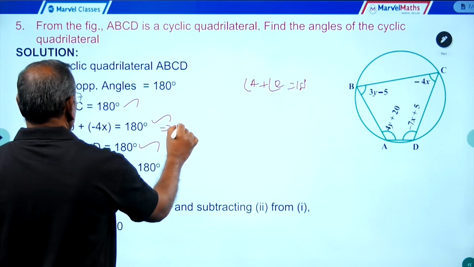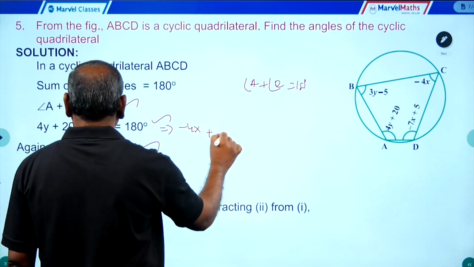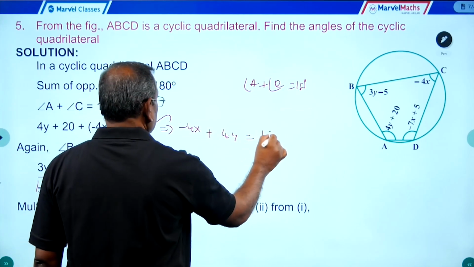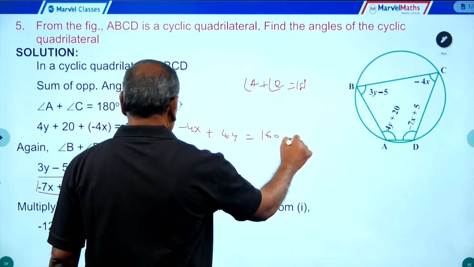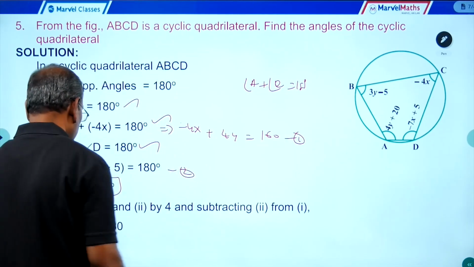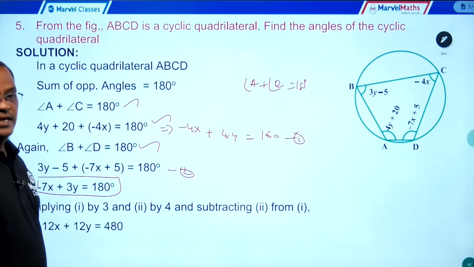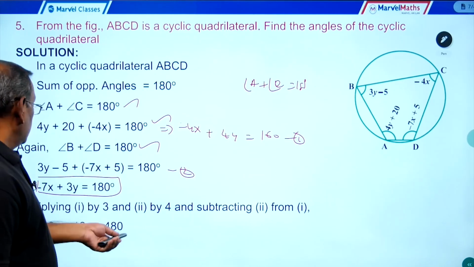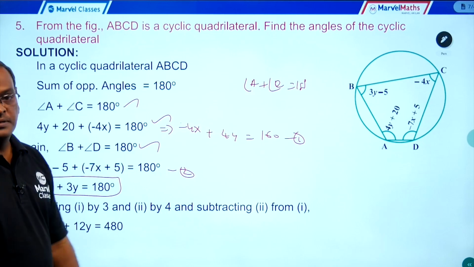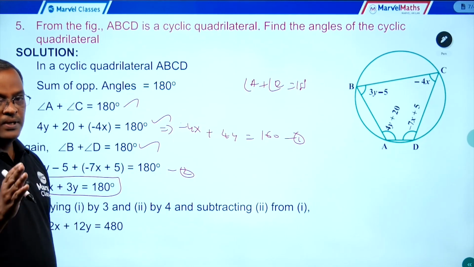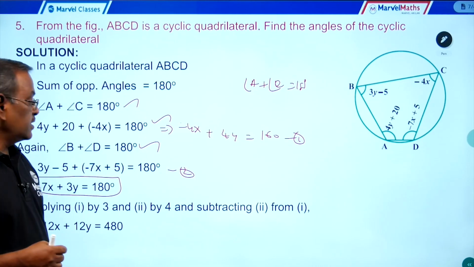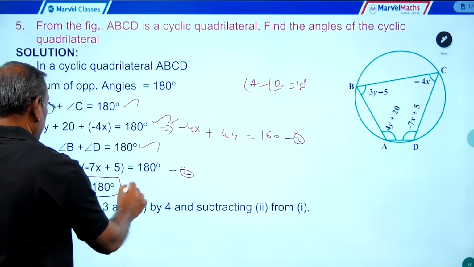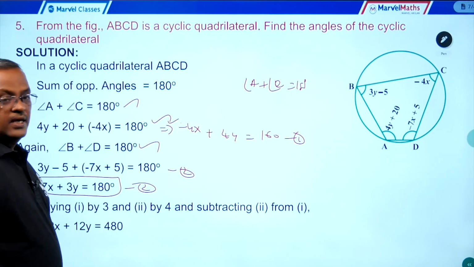So this is the first linear equation, and this is the second linear equation, minus 4x plus 4y equal to 160. This is the first equation and this is the second equation. Solve both the equations by either elimination method or substitution method. Here the elimination method is applied. Solving these 2 linear equations 1 and 2, you can find the values of x and y.